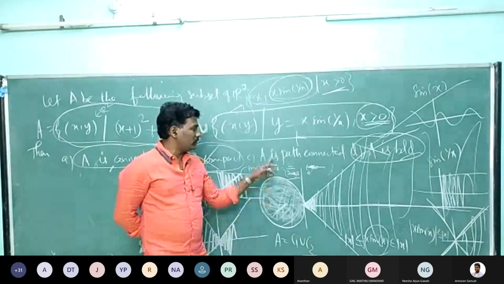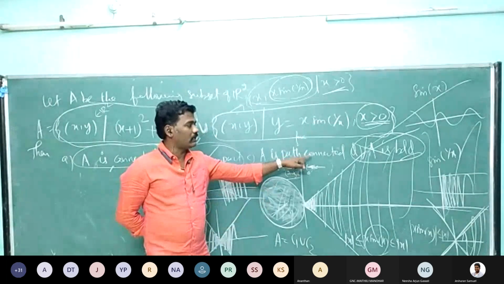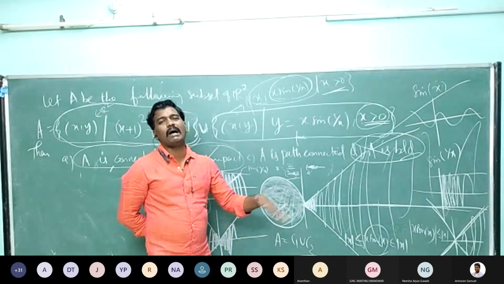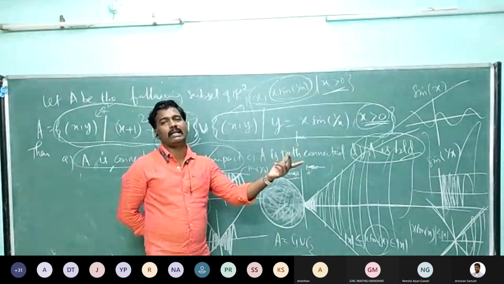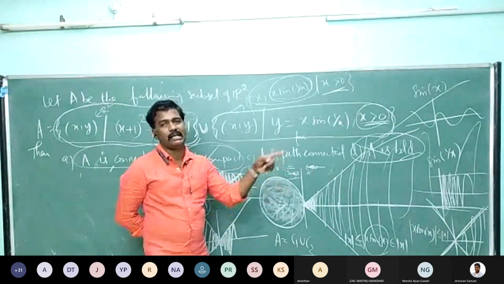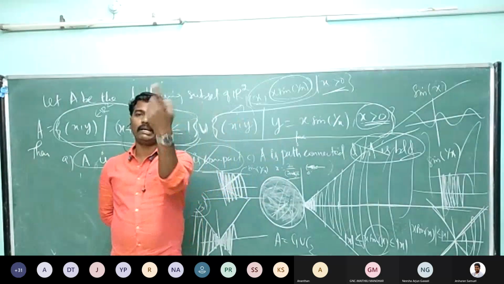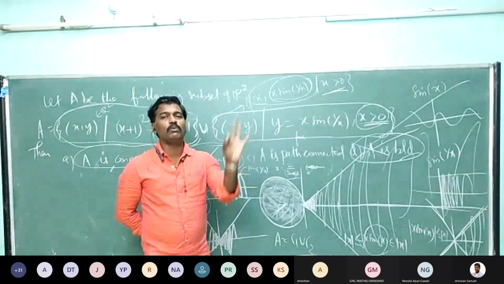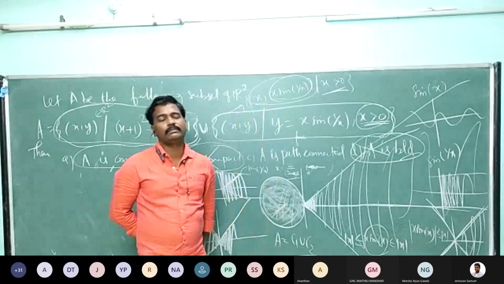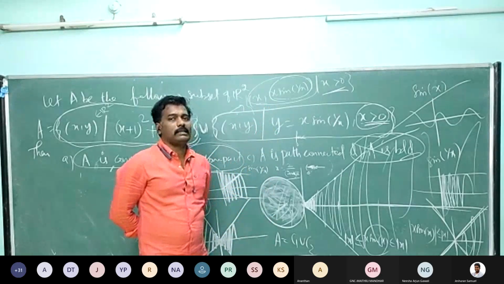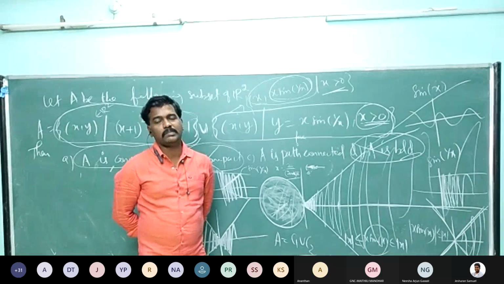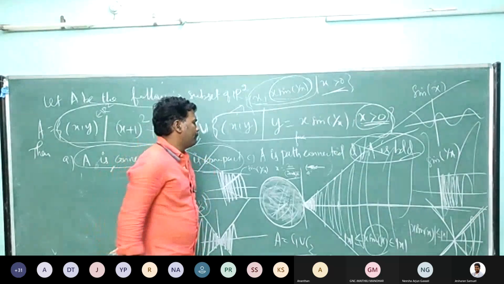Path connected implies always connected. You take any two points in the set, and there is a path. The path may be a straight line or a bending line, whatever it may be. At least one path, given any two points, where we can move along a continuous path. If so, then A is said to be path connected.